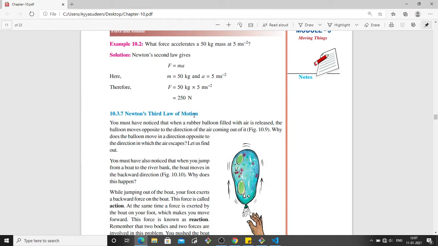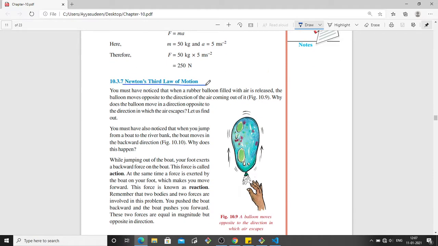So last class we stopped till here. In this class we will go from Newton's third law of motion. Last class we stopped at Newton's second law of motion. So in this class we will see Newton's third law of motion.